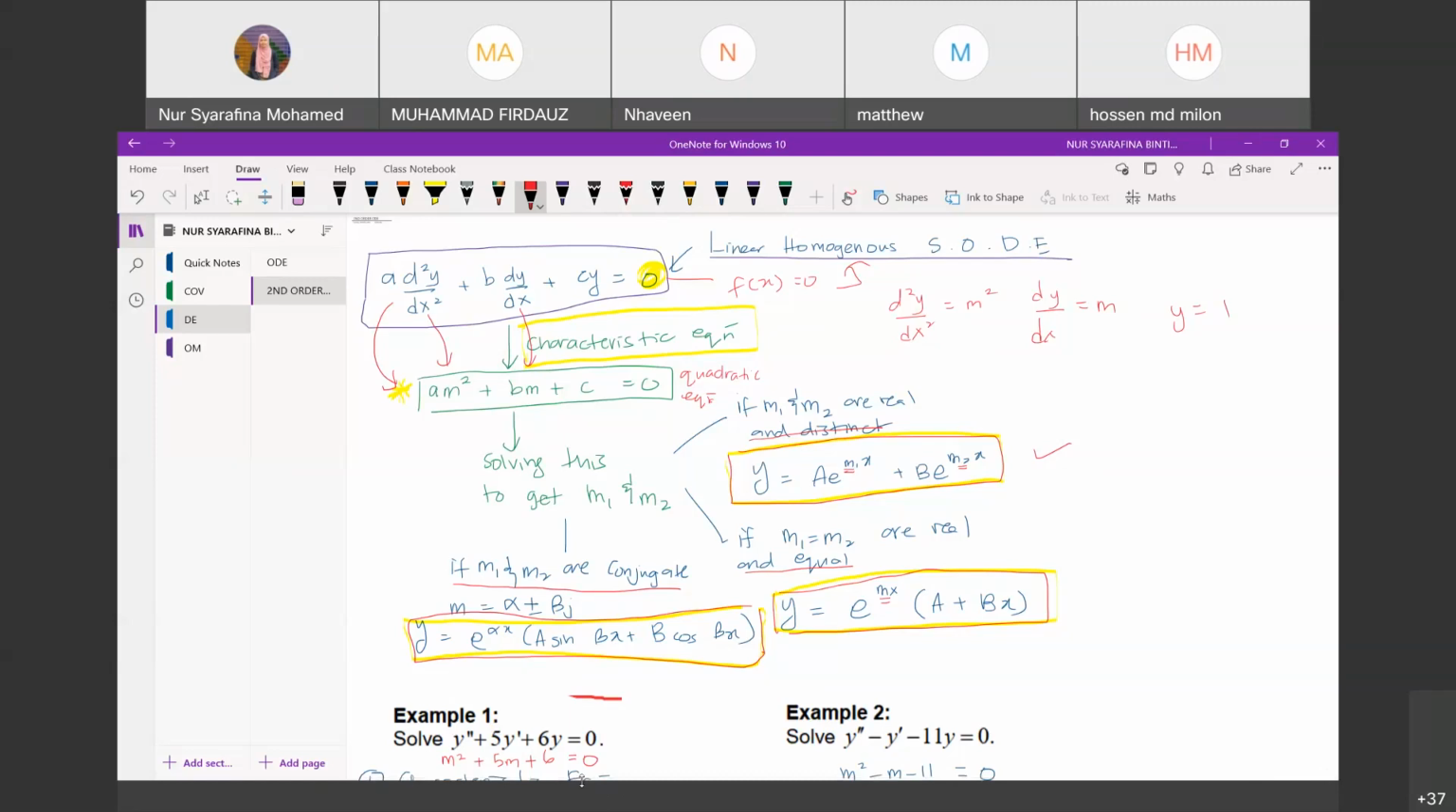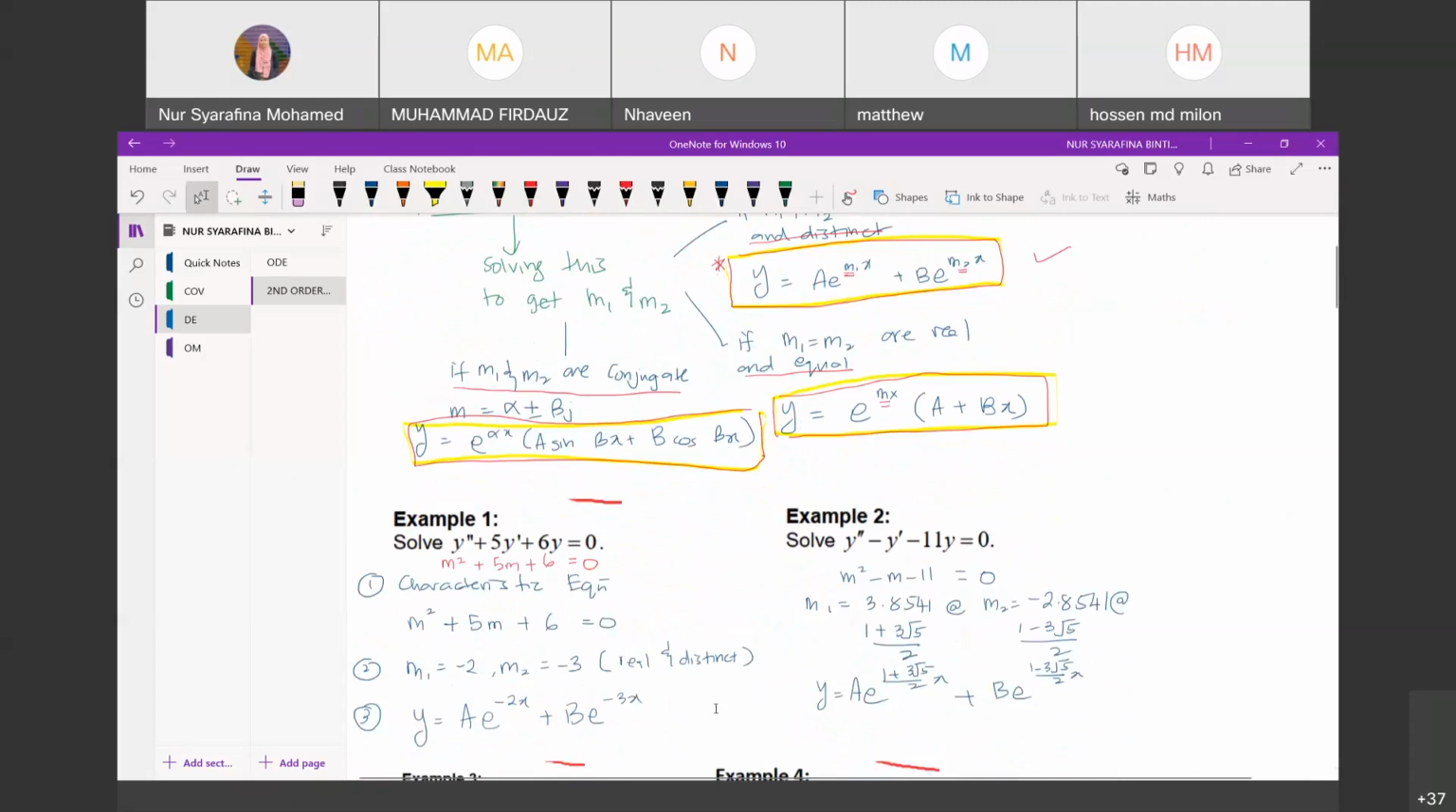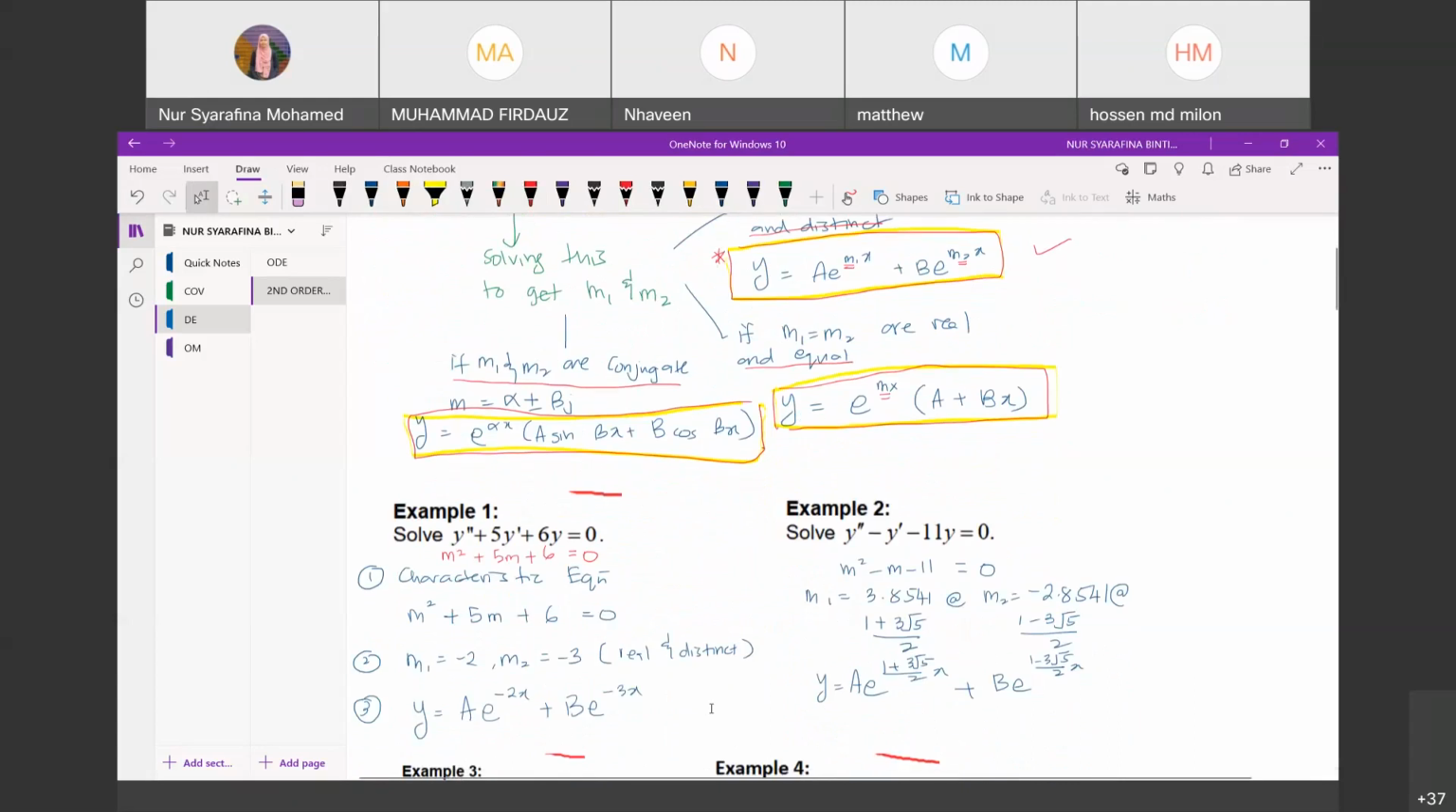So identify the types of roots. Minus 2 and minus 3 are real numbers and both are different, or distinct. So we are going to use the first solution here as the solution for this differential equation. Then this is how we do it. So m is minus 2 and minus 3. Just substitute your m1 and your m2, or vice versa. Same one. Both are correct. Clear?